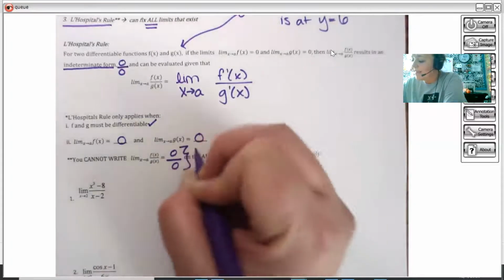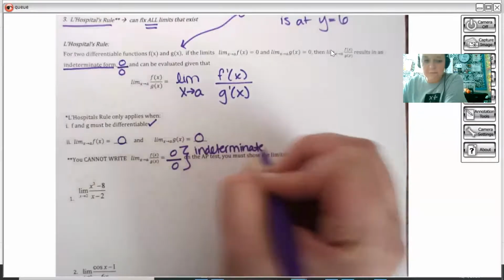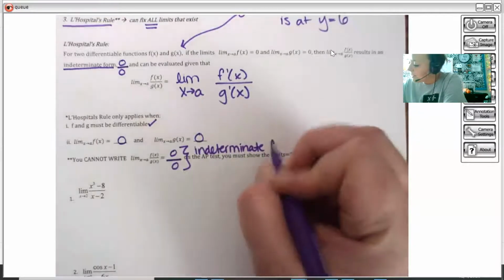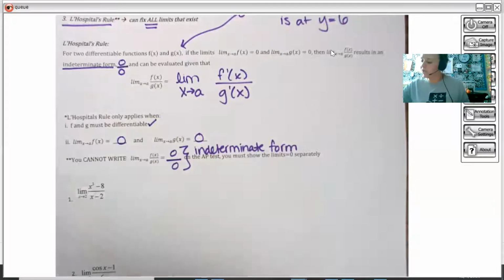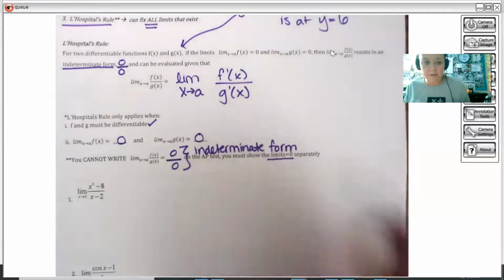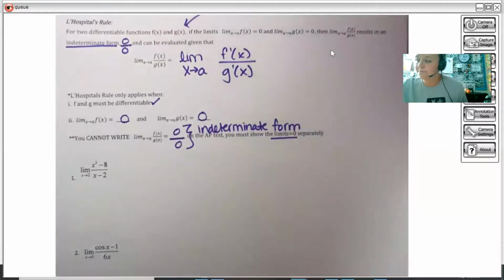Okay, now you cannot write that the limit equals 0 over 0, because what did we say up at the top? That's an indeterminate form, which basically means it's like you're going to math jail. You are not allowed to put that something is equal to something divided by 0. It doesn't make sense. 0 divided by 0 is just never allowed. So what we're going to do instead is show the limits are equal to 0 separately.